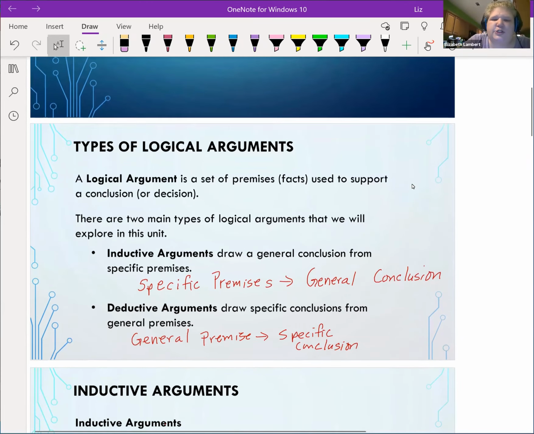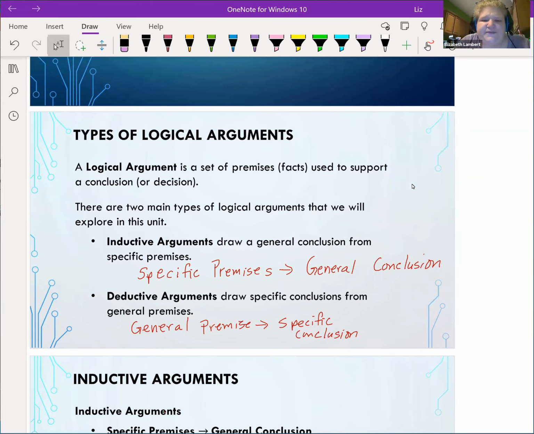All right, so there's two types of logical arguments. A logical argument is a set of premises, facts, used to support a conclusion or decision. There are two main types of logical arguments that we will explore in this unit. Inductive arguments draw a general conclusion from specific premises. Not good. Example, therefore, broad generalization.